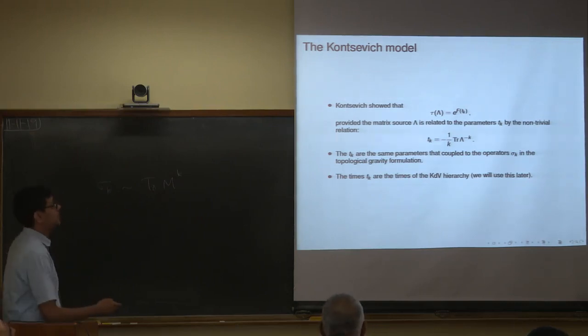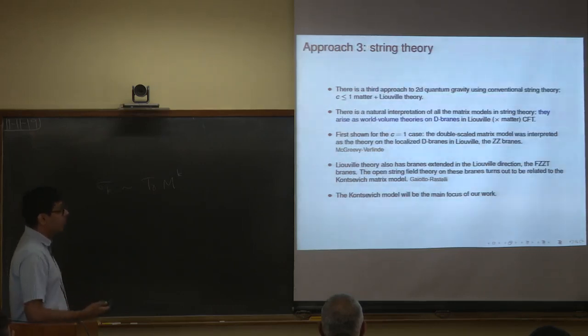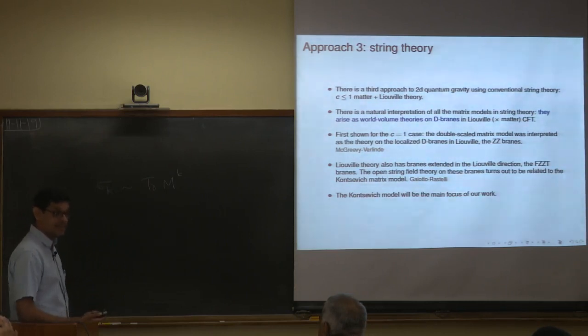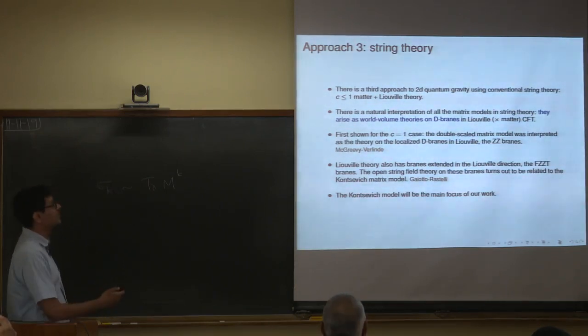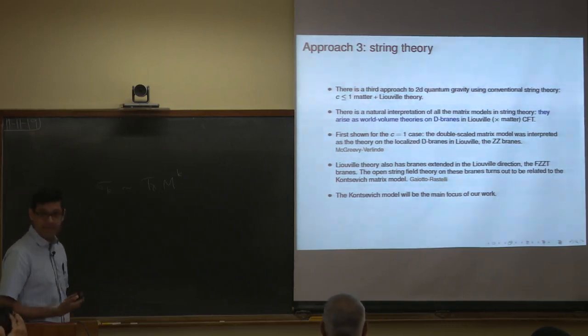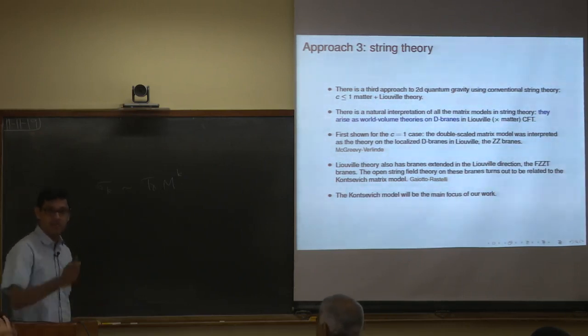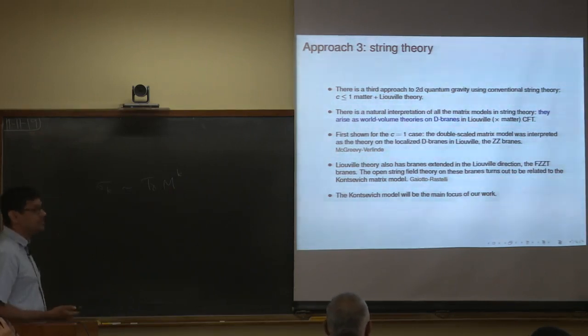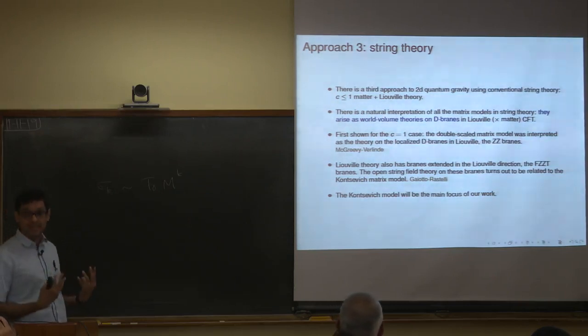Now let's go ahead. The good thing for us is that all of these approaches have their source in string theory. It's a very simple way to understand it, at least in words. The third approach is, of course, to couple Liouville theory to matter and define that to be quantum gravity. I think this is what you were asking. And the nice thing is the natural interpretation of all these matrix models from the point of view of string theory, and they're all world volume theories on some D-branes.